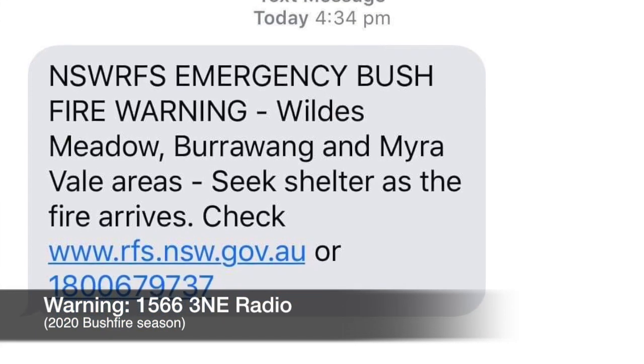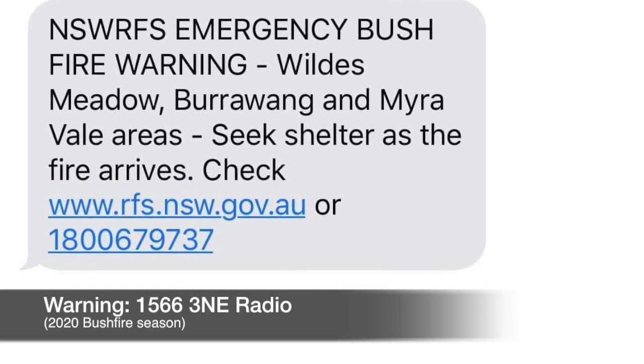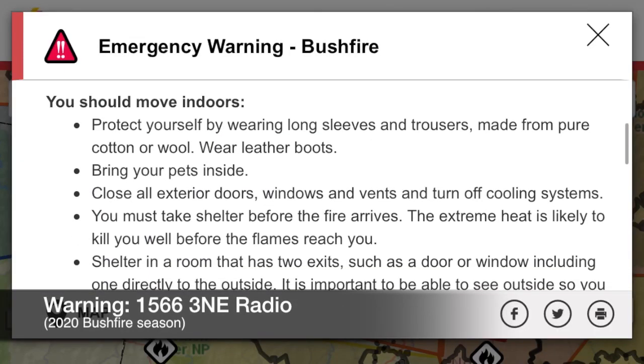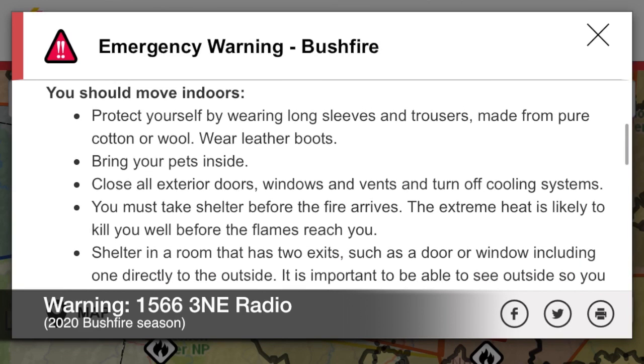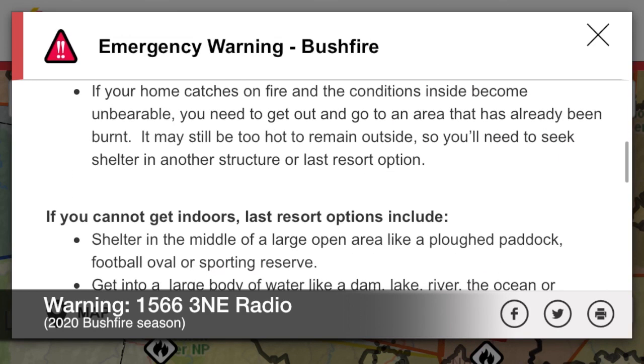This emergency warning is being issued for Anglers Rest, Benambra, Bingo Munjie. The emergency warning contains information for people who are in the fire's path. You are in danger and need to act immediately to survive. The safest option is to take shelter indoors immediately. It is too late to leave. You should move indoors. Protect yourself by wearing long sleeves and trousers made from pure cotton or wool. Wear leather boots. Bring your pets inside.